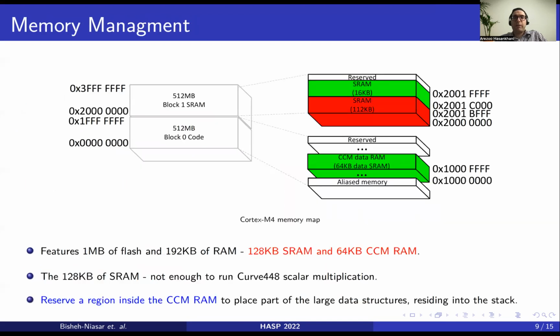From the memory management perspective, our platform features 1 megabyte of flash and 192 kilobytes of RAM, including 128 kilobytes SRAM and 64 kilobytes CCM RAM. We observed that the entire SRAM, meaning 128 kilobytes, is not enough for running Curve448 scalar multiplication. Therefore, due to its large local data structure, we reserve a region inside the CCM RAM to place part of our data residing in the stack, showing increased performance compared to the other works.